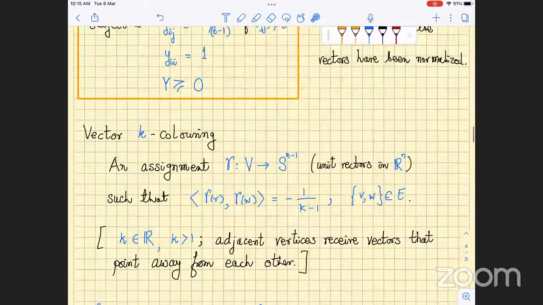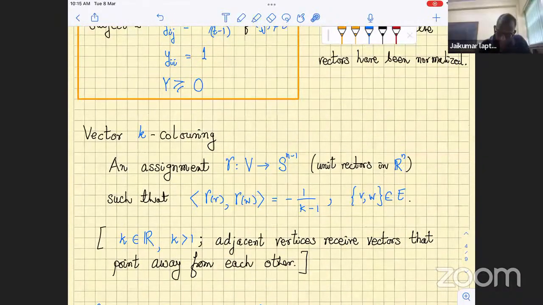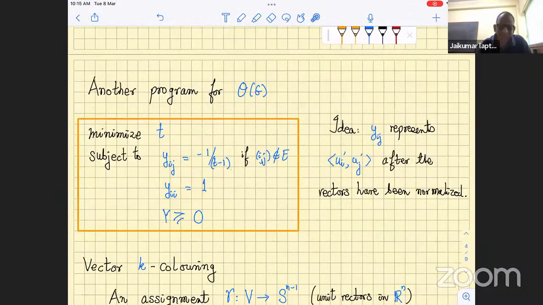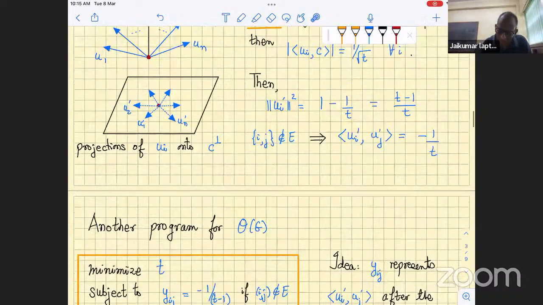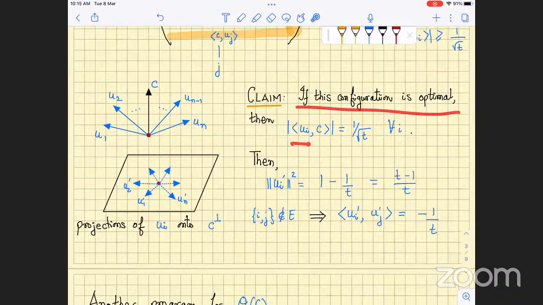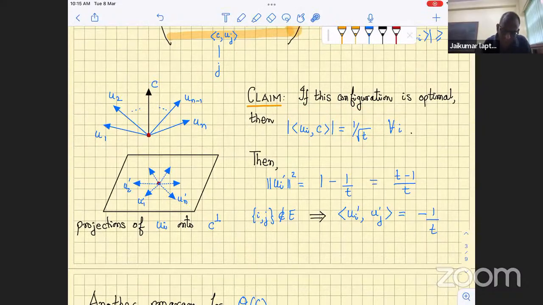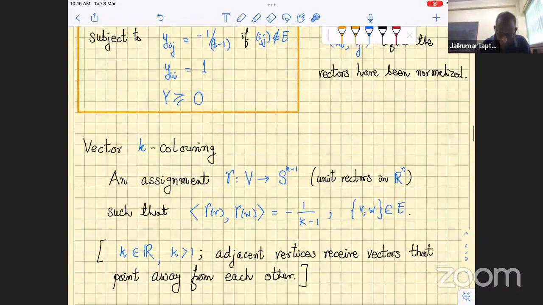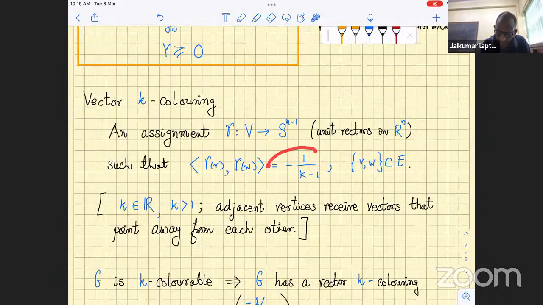So in the definition, we say it has to be exactly equal to minus 1 by k minus 1, not less than or equal to. That's right. We are going to say exactly equal because that is how we motivated it here. So this is called strict vector coloring. There is a non-strict vector coloring, but for our purposes today, we are going to do strict coloring, and we know that we can get away with it for the theta function because we made an observation that the angle with the handle is exactly 1 over square root t. We can assume that. So it has to be exactly this. All adjacent pairs must have a common angle here.